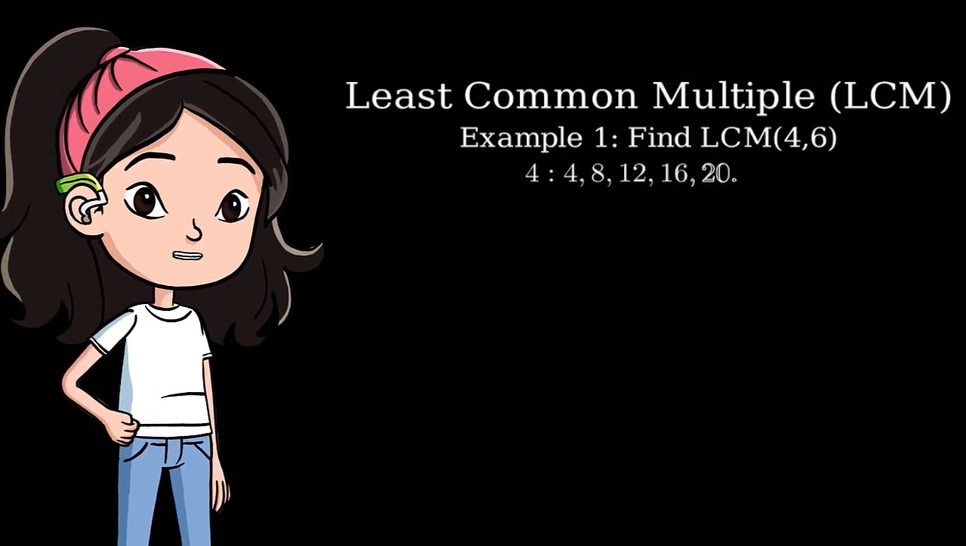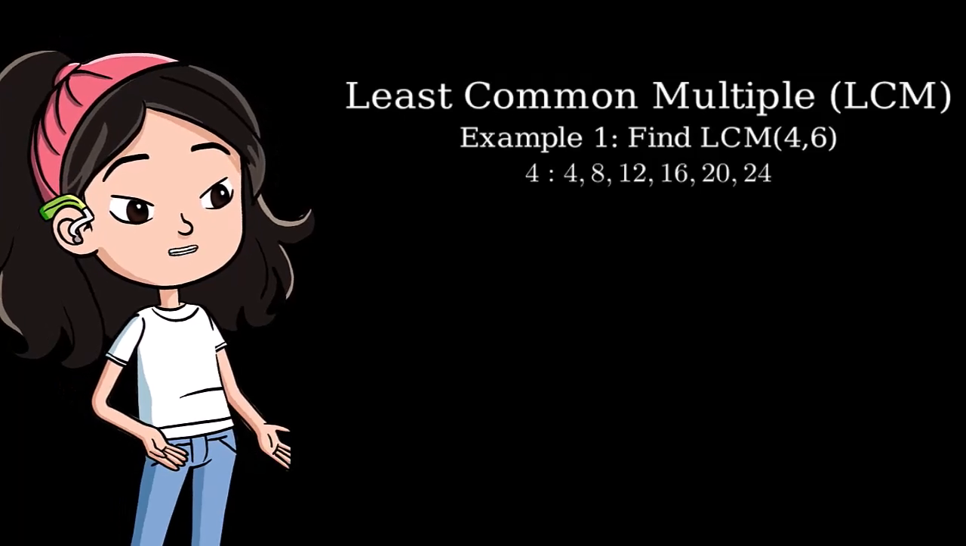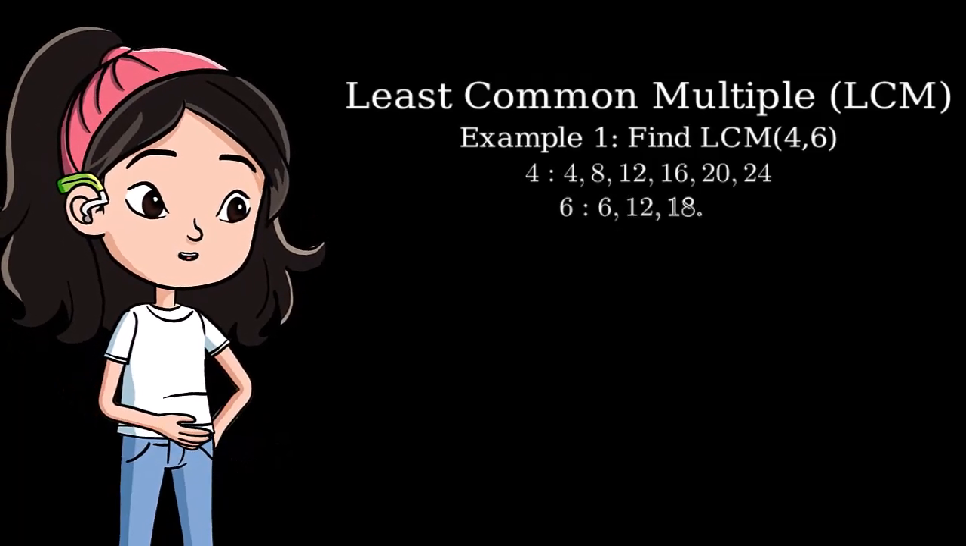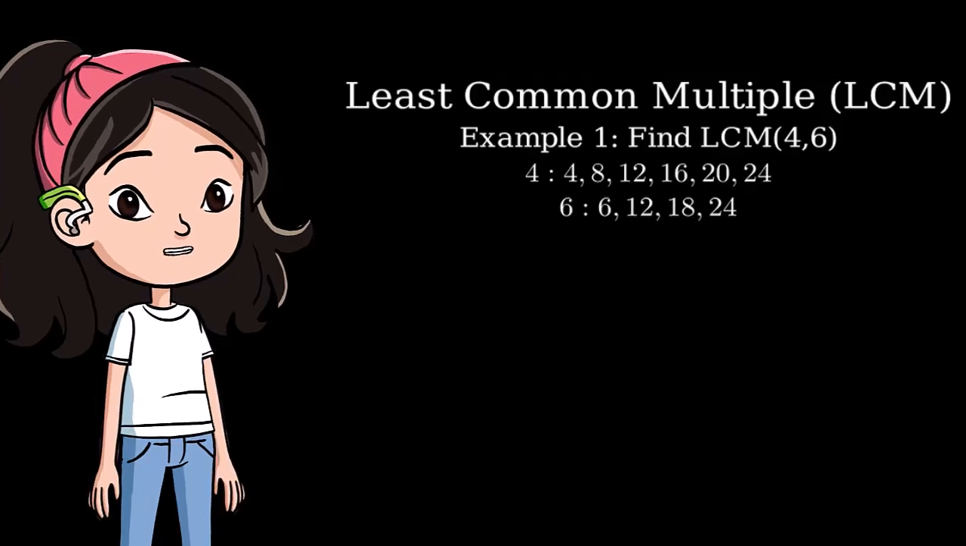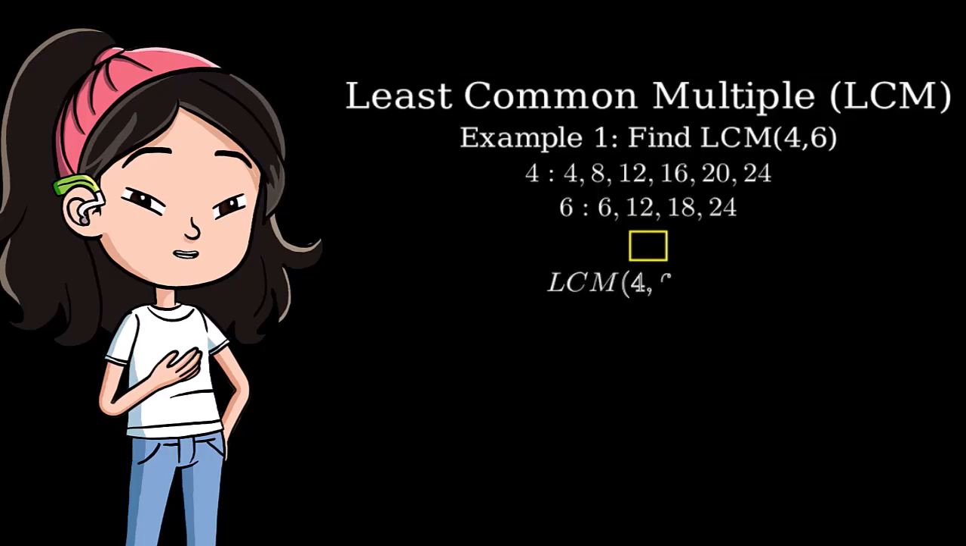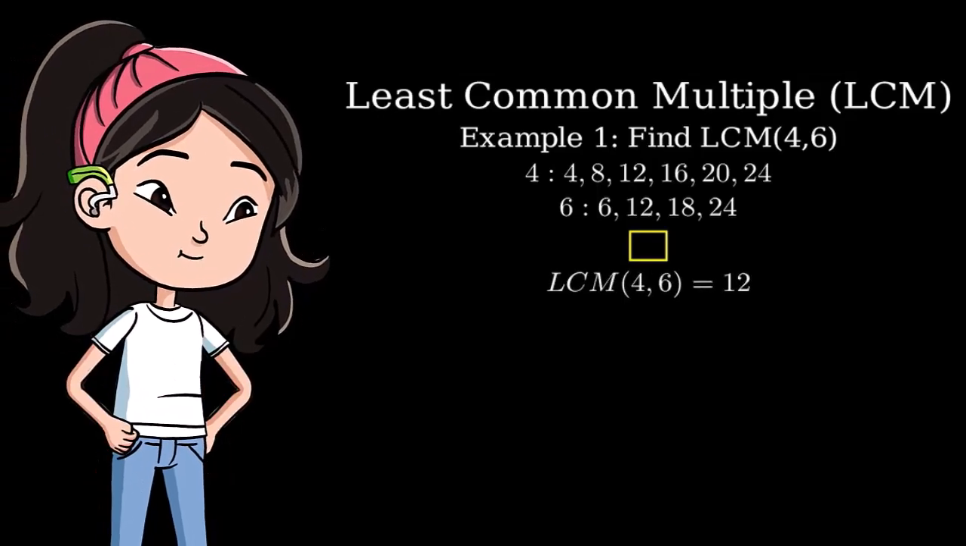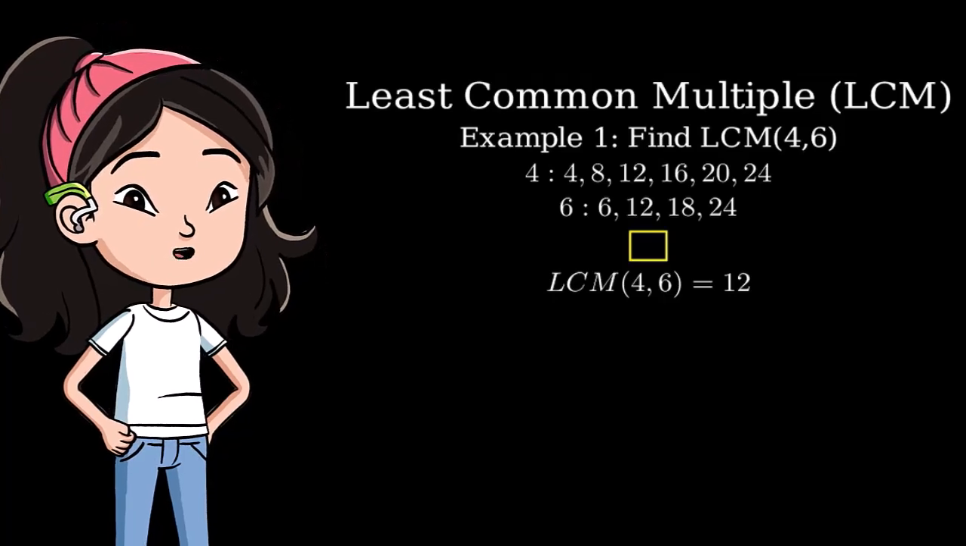First, let's list out the multiples of 4. 4, 8, 12, 16, 20, 24. Now let's list the multiples of 6. 6, 12, 18, 24. Looking at both lists, we can see that 12 is the first number that appears in both lists. Therefore, 12 is the LCM of 4 and 6.